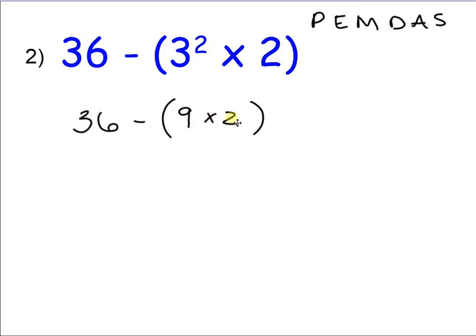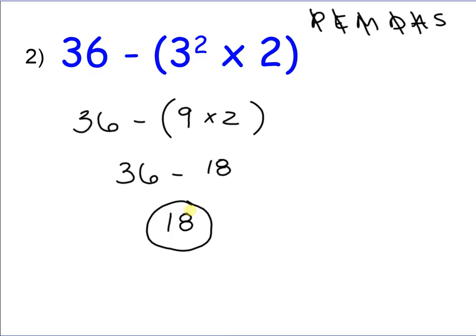Now, I still have not taken care of parentheses, but now I can. 9 times 2 is 18, and I rewrite the rest of the problem. So I've now taken care of my parentheses. I do not have any other exponents. I do not have multiplication or division, but I do have some addition and subtraction, and I have some subtraction to take care of right here. So 36 minus 18, when you do the math on that, you are going to get 18. And that's your answer for that one.